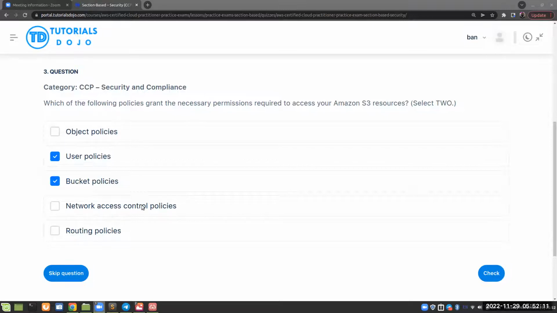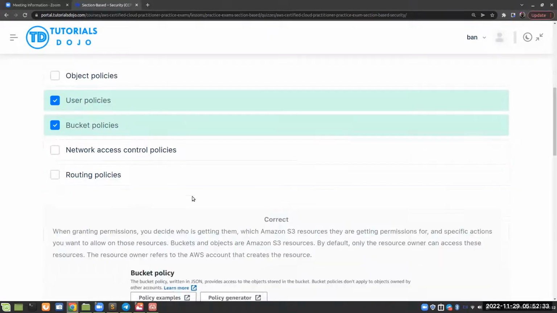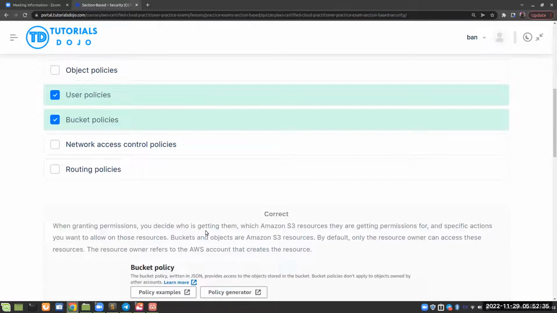Routing policies, network access control policies are out for now. No one talks about that. So for time, let's just check and see. I'll just leave it as it is and let's see if that was correct. And yeah, that's correct. So you had that right. So you have user policies. So when granting permissions, you decide who is getting them, which Amazon S3 resources they are getting permissions for, and specific actions you want to allow on those resources.